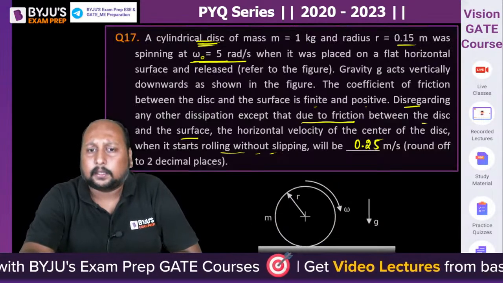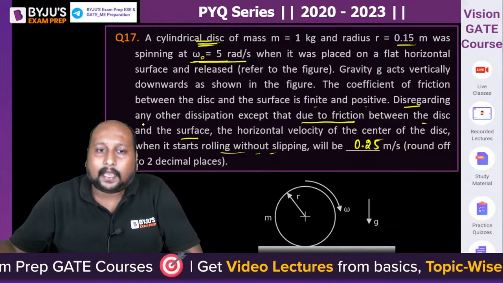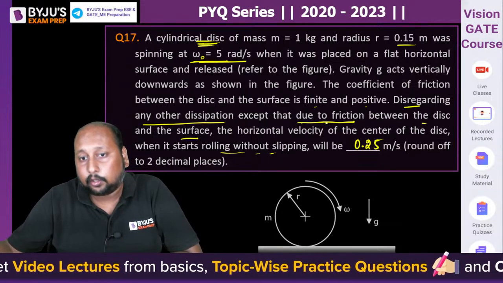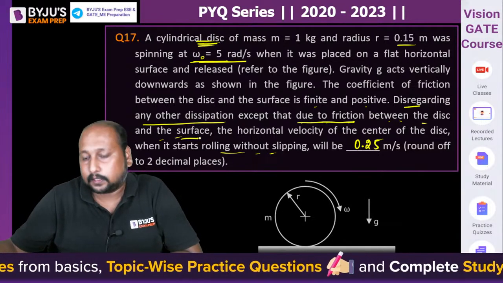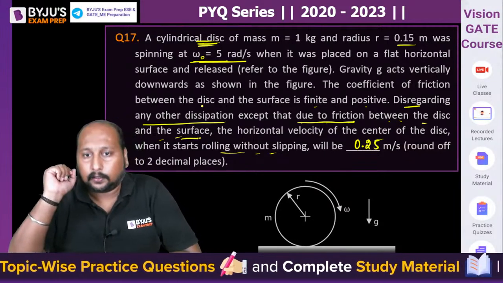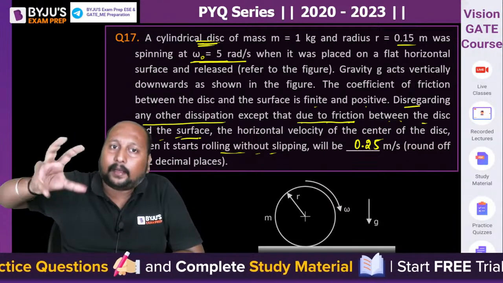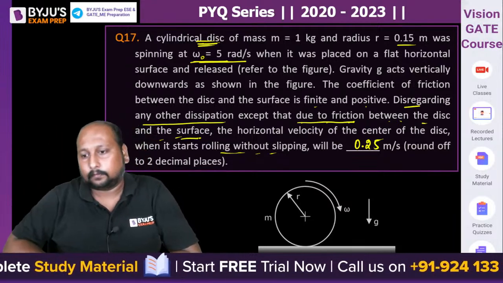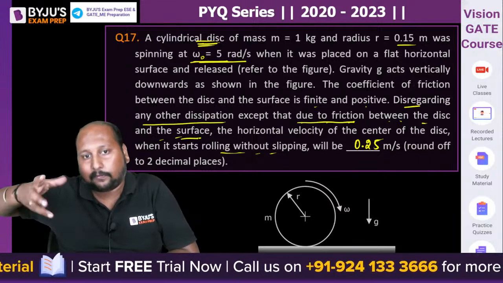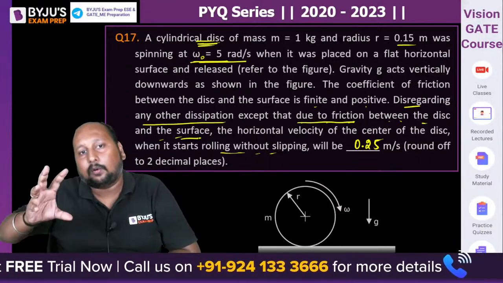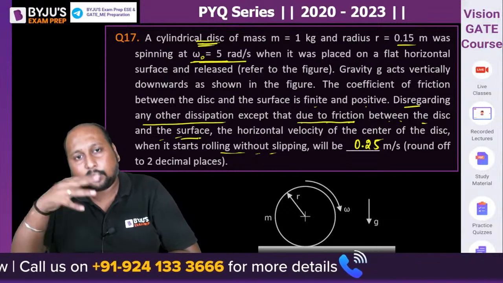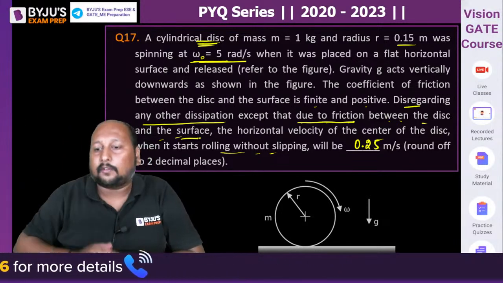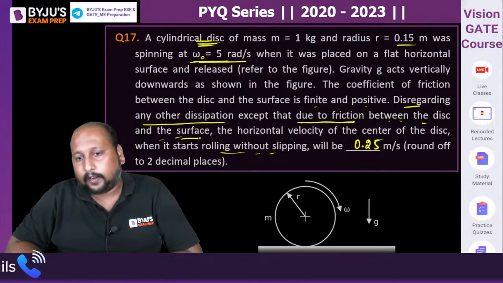इसमें देखो वो बोला है ना क्वेश्चन में, देखिए disregarding any other dissipation except the friction that due to friction between the disc and the surface. अगर friction नहीं होता ना, then that body would have been rotating at that particular point. वहां slip होता रहता है ना. It might be rotating with a constant omega, मतलब 5 radian per second पे it was constantly rotating, but because of that friction what happens, there is a loss of omega, है ना, fine.